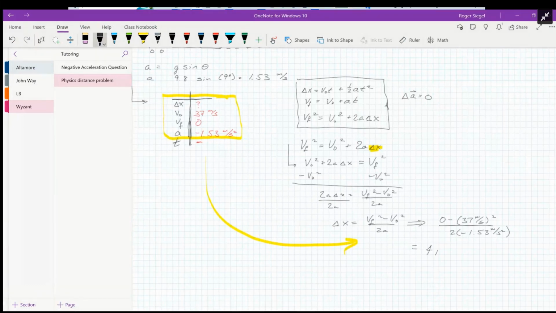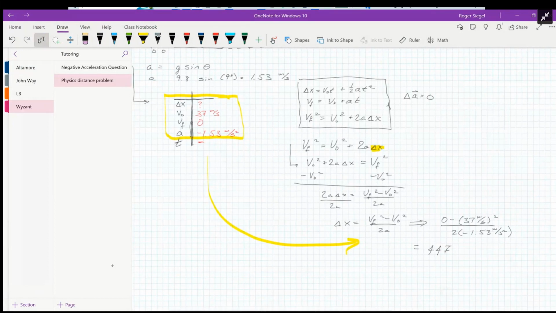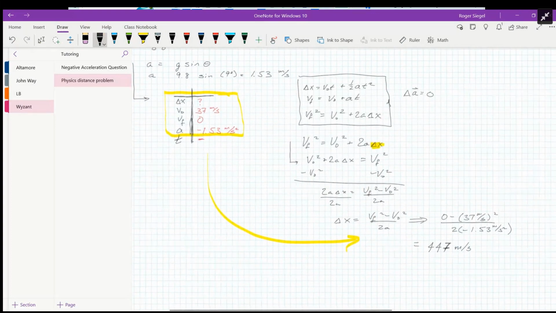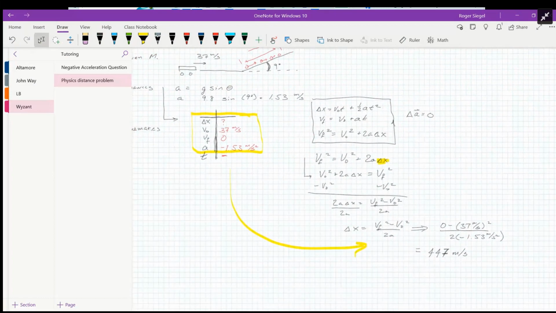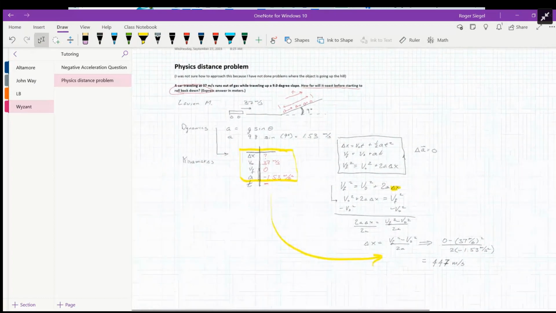I told you that was a really high speed, so it's going really fast. And 9 degrees is not much of an incline, so it's going to go a really great distance there. That's how I would do that problem.